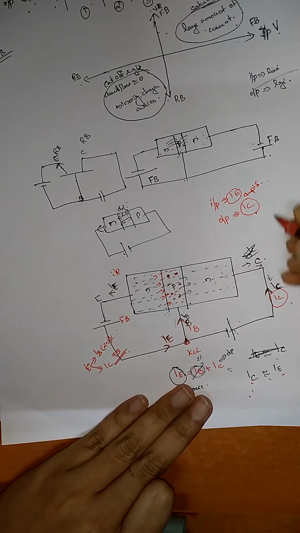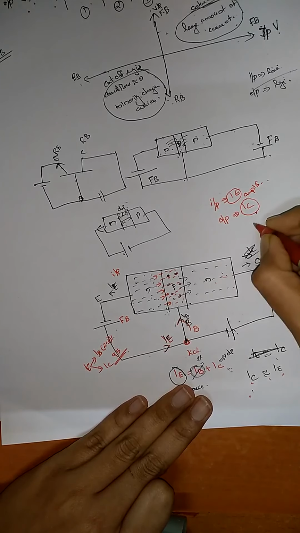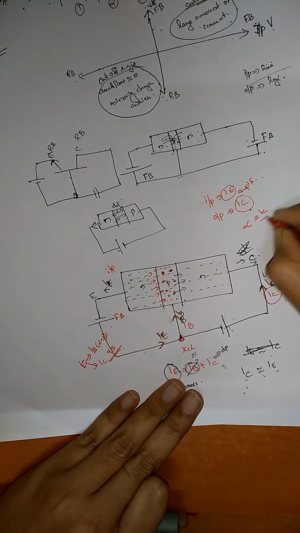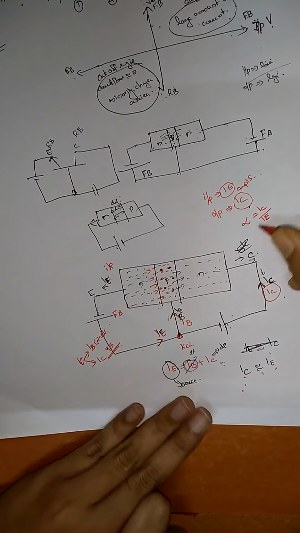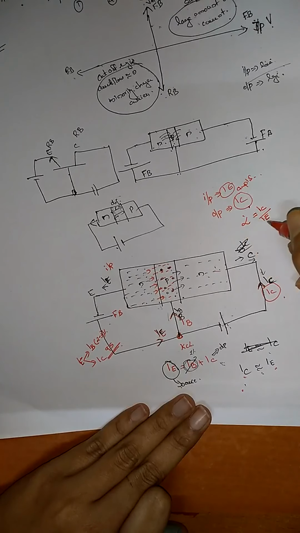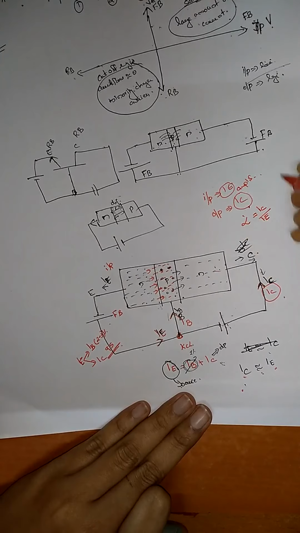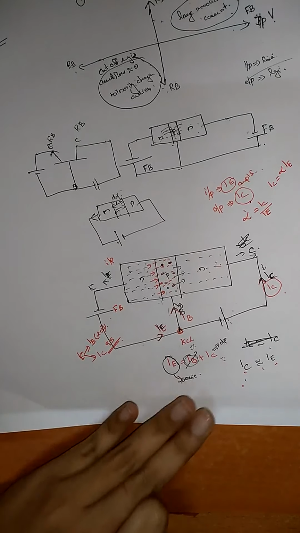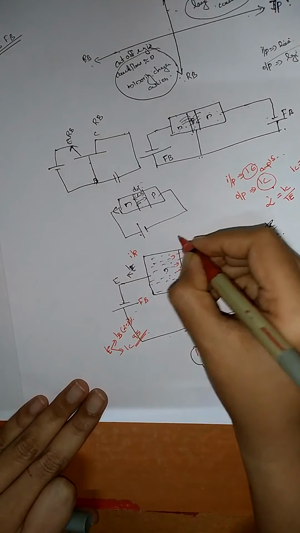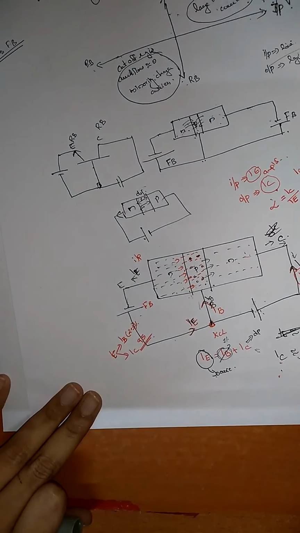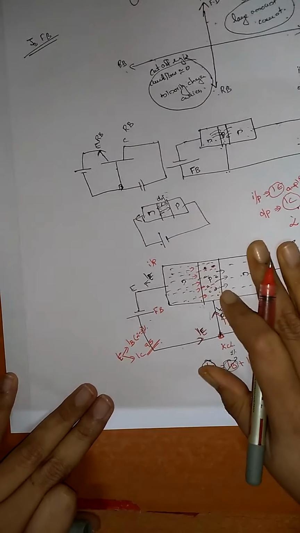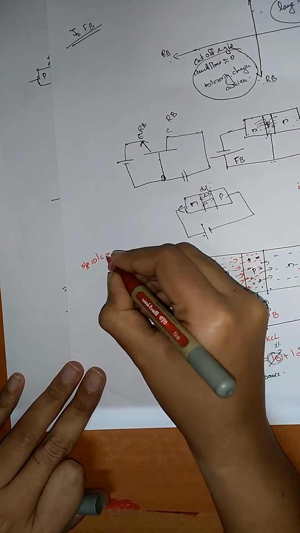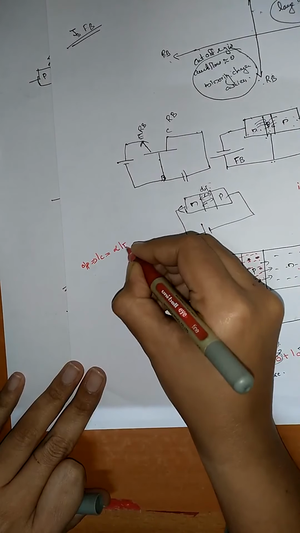Okay, so the amplification factor, which I am calling alpha, should be equal to IC by IE. If I am notating the amplification factor, then alpha equals IC by IE, or I can say IC is equal to alpha IE. So my collector current IC, or my output current IC, should be approximately equal to alpha into IE.